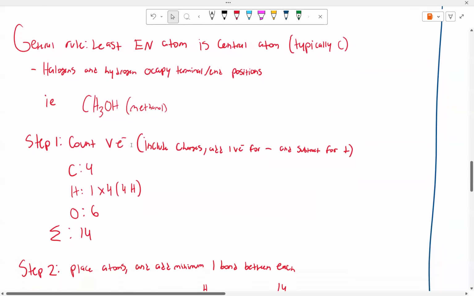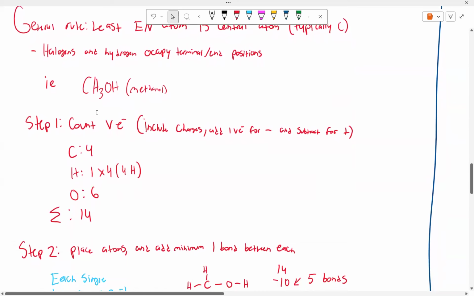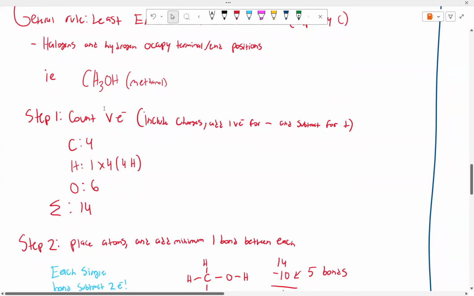Over here, I'll walk through a practice example. I have methanol, or CH3OH. The first step is to count the valence electrons. If there is a charge, make sure you include it in your valence electron count. If you have a negative charge, you add one valence electron to your total count, but if you have a positive charge, or cation, you subtract one valence electron from your total count.